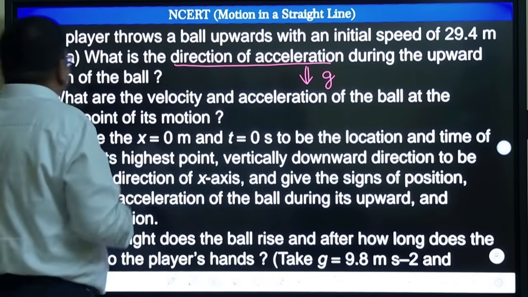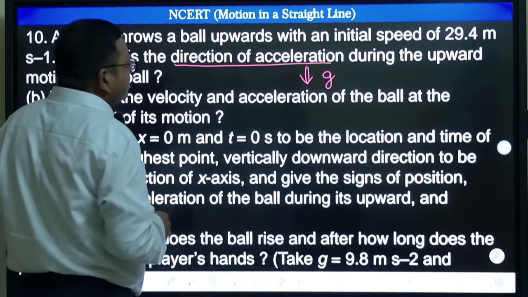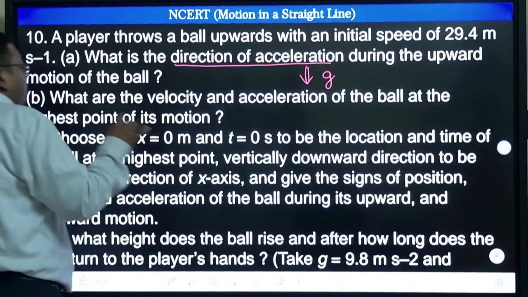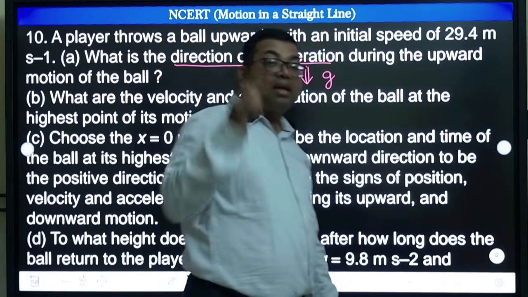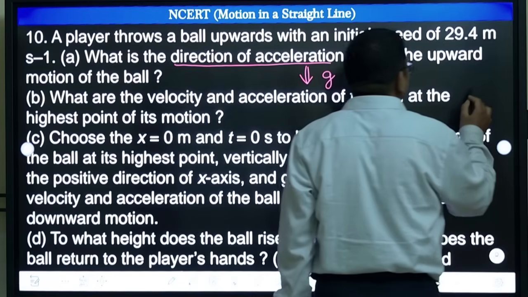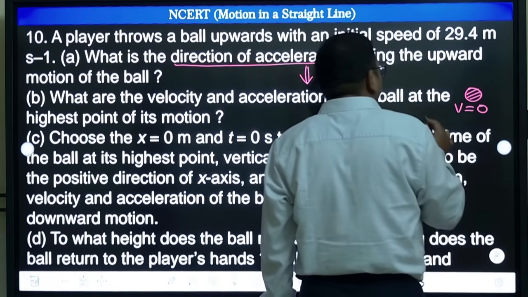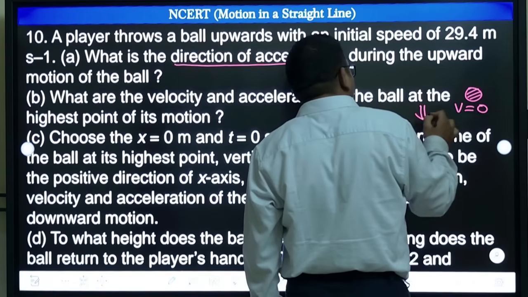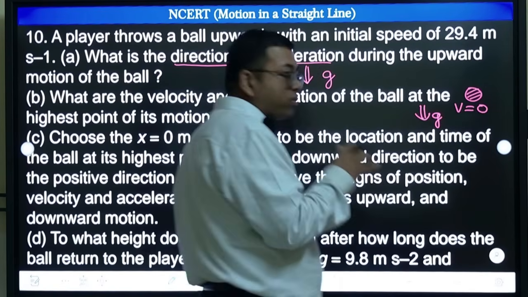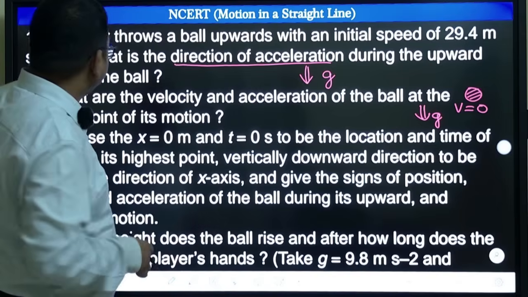Okay. So what are the velocity and acceleration of the ball at the highest point? See, they are asking at the highest point. At the highest point it will stop. Highest point velocity is going to be 0. But acceleration will always act downward. Acceleration is always acting downward. Velocity has become 0.